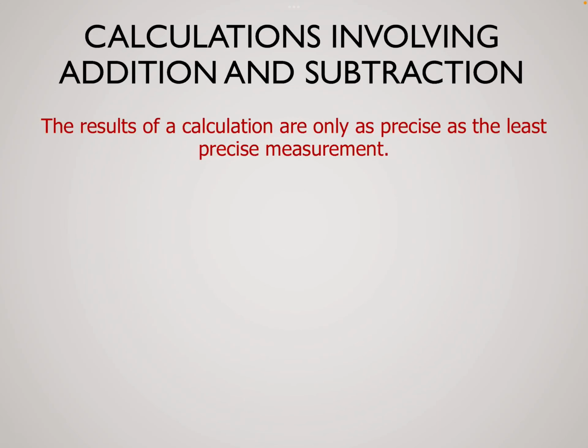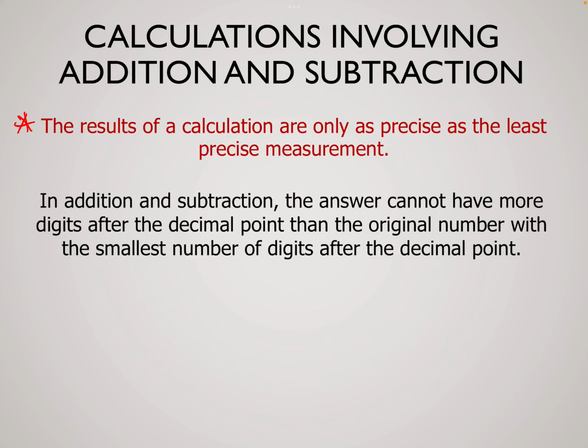Alrighty, so that was multiplication and division. We have different rules for addition and subtraction, but the reason behind it stays the same. The results of a calculation are only as precise as the least precise measurement. So the way that this shows up in addition and subtraction is, I call this the digits past the decimal rule. Okay? The answer of our calculation cannot have more digits than our least precise measurement.